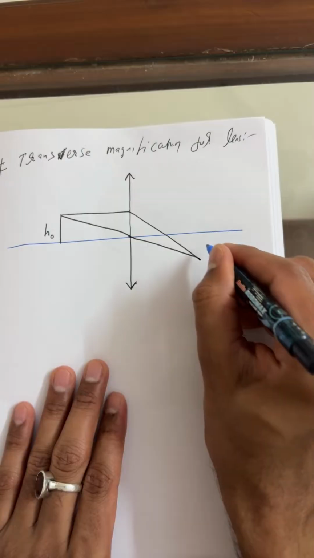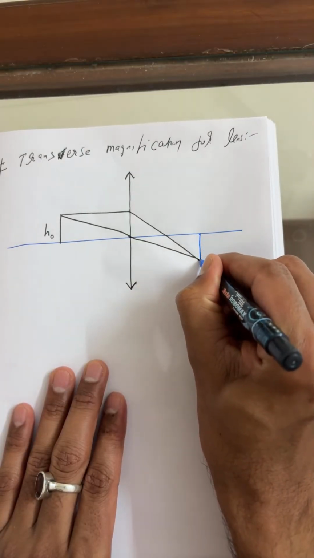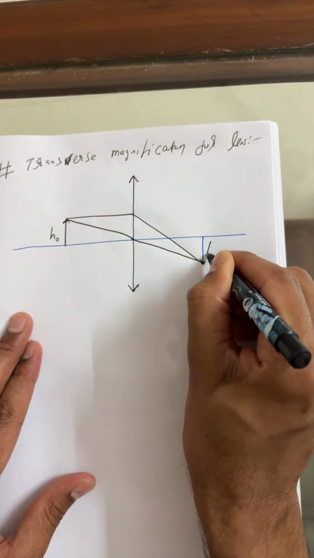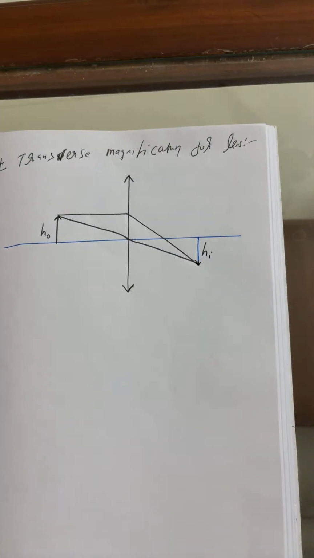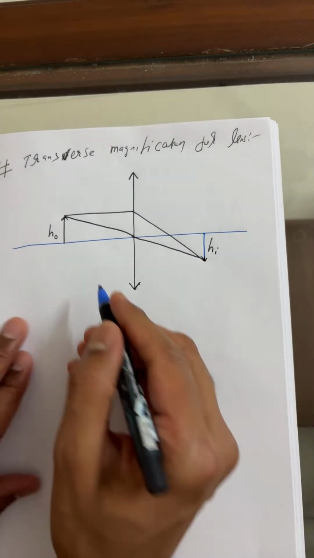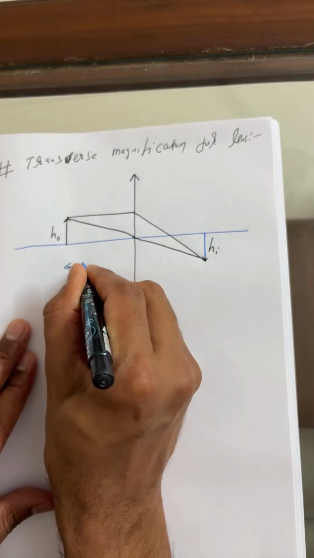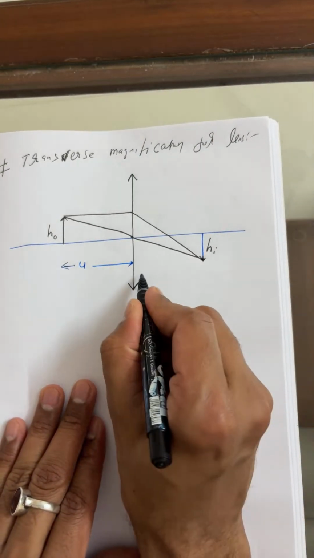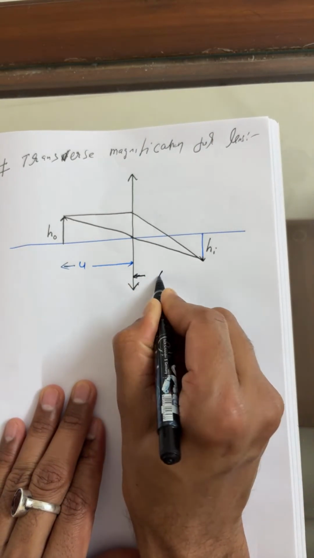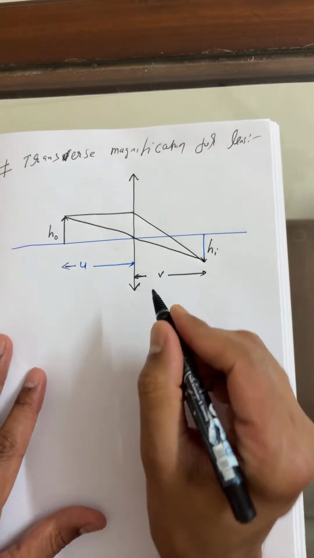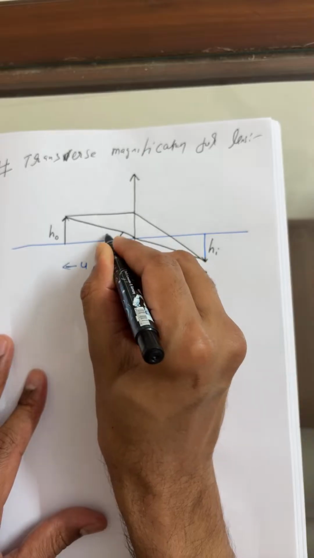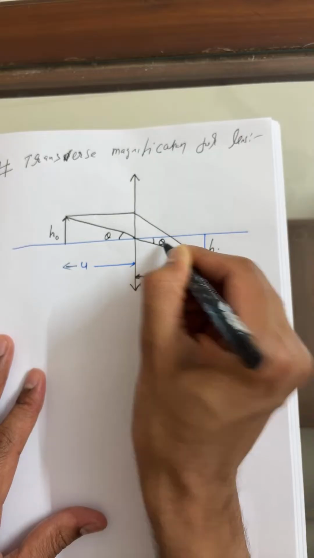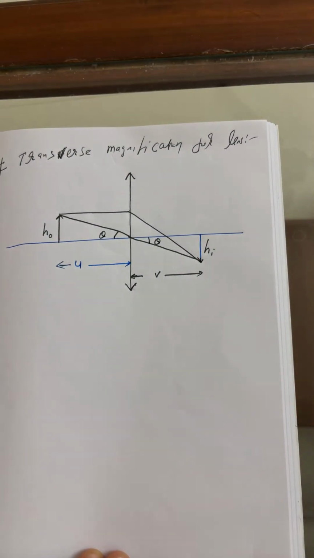So now, students, this is the height of object. Now I'm calling this, my dear, the height of image. This is the height of image. Students, this one I'm calling U, and from here to here, students, this is V. Okay, students, this angle I'm calling theta. So you could easily say, sir, this is also theta. This is also theta, right?